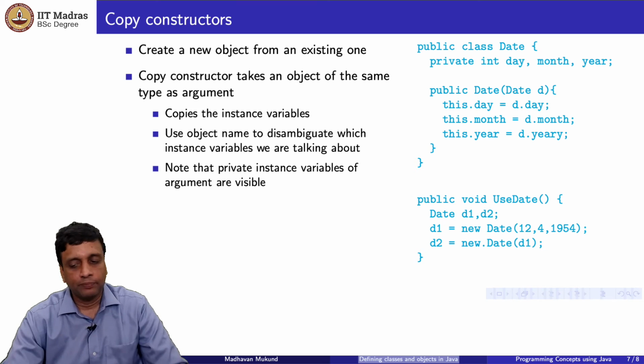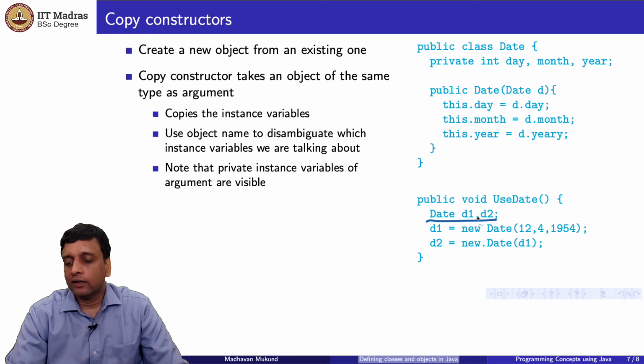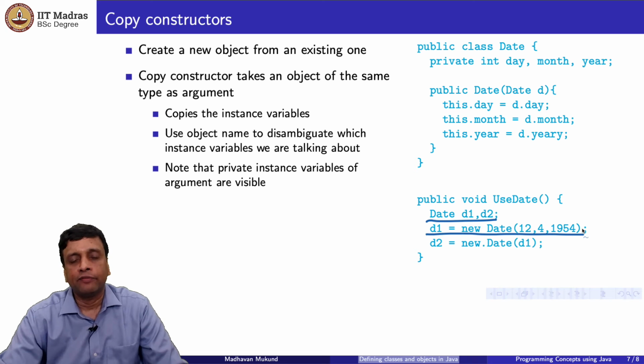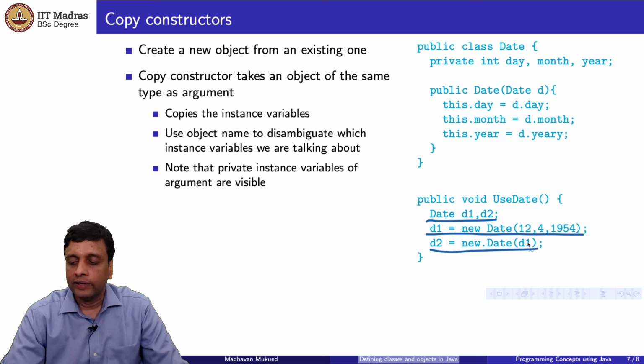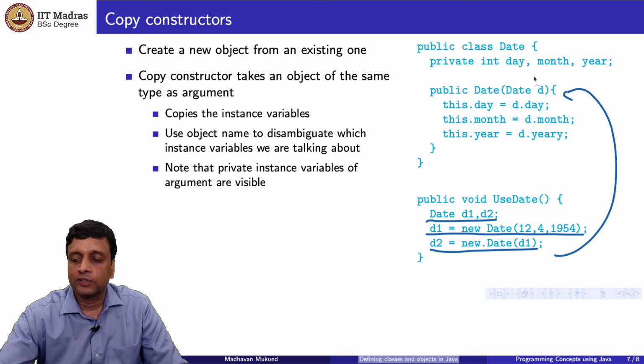So how would you use this typically? Well, you would create typically two variables, d1 and d2. Initially, you create one date by concretely providing a date. So you'd say that I want a date which has 12th of April 1954. Then I say I want a new date which has the same values as the old date. So I pass the existing date d1 as an argument to the constructor and it will automatically call this constructor because this type matches. I have a date d there and I have a date d here.